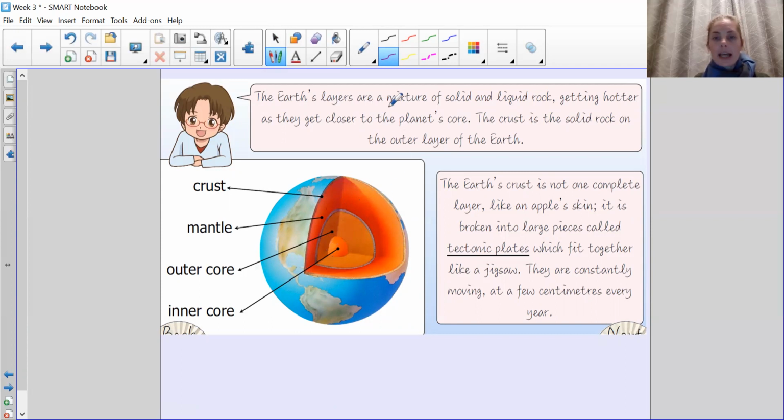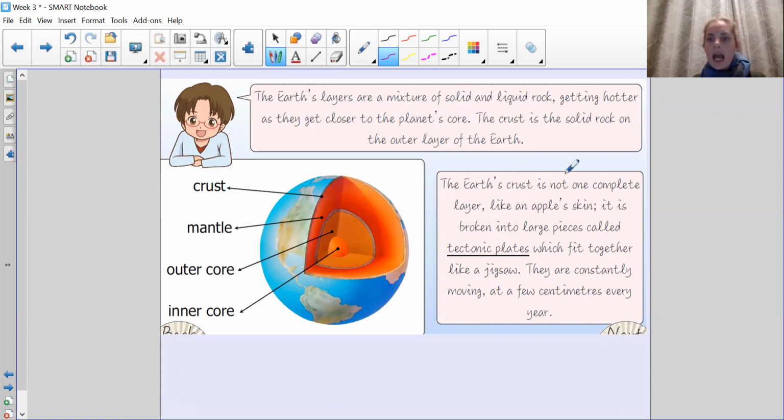And each layer is made up of a mixture of solid and liquid rock, getting hotter as they get closer to the planet's core, okay? So the center here would be the hottest. The crust is solid rock on the outer layer of the earth, and that is what we are standing on right now, okay?